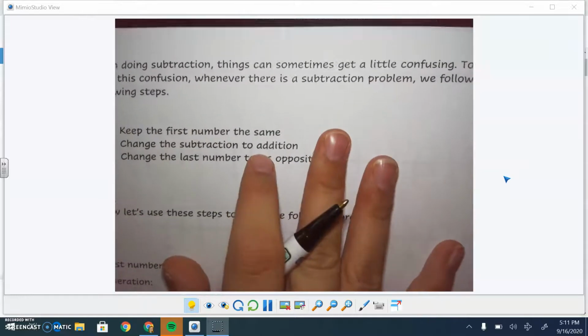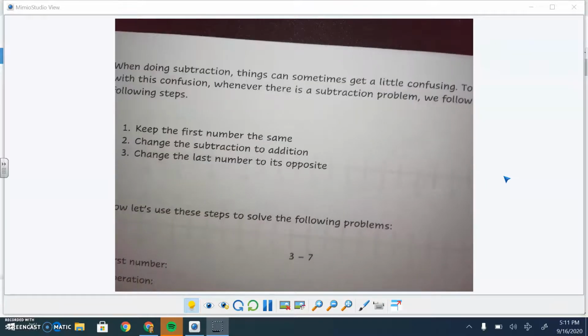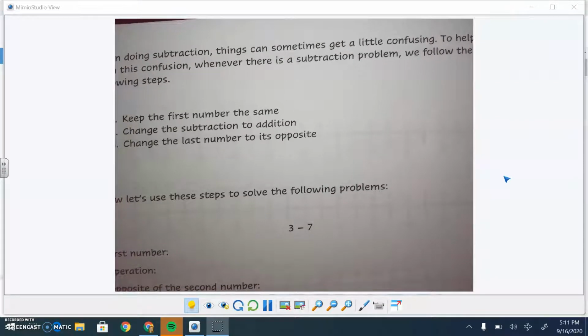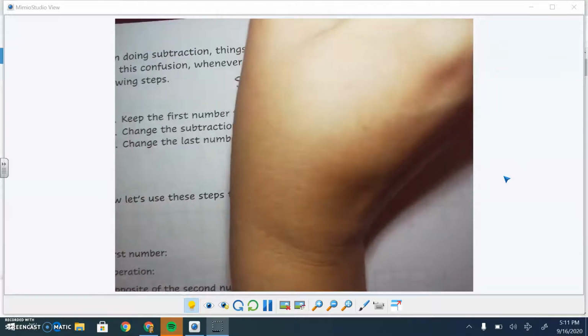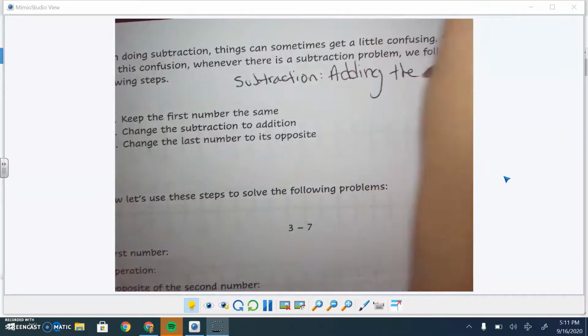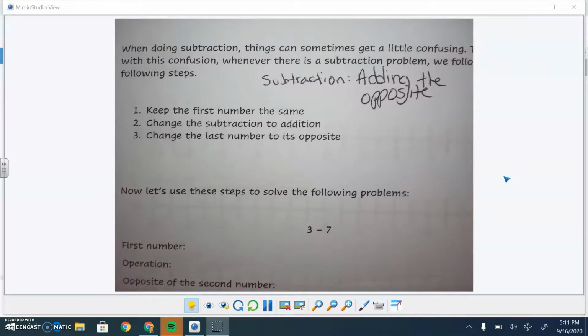So when doing subtraction, this is when things can get a little bit confusing. We spent a lot of time working with addition, okay? And the good news is we are not going to get rid of that whole addition idea. We're basically going to be taking our subtraction problems and changing them into addition problems. The whole idea of subtraction is that instead of subtracting, we call it adding the opposite. This allows us to then follow our integer rules.